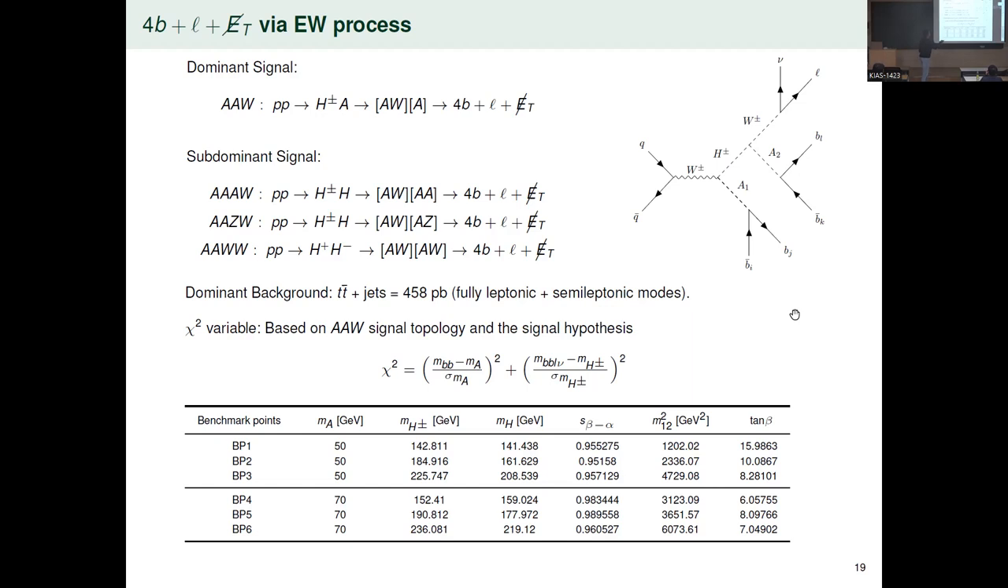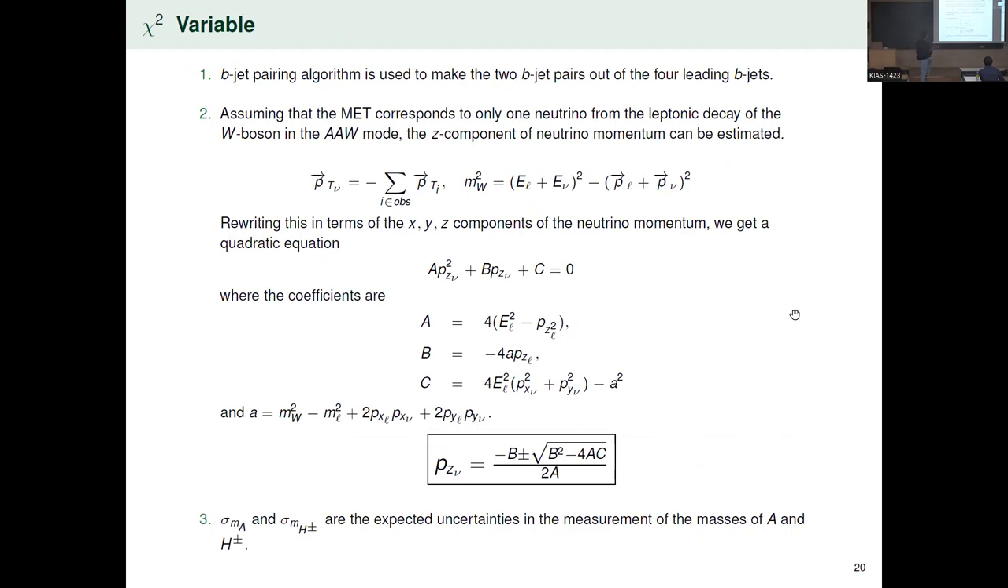The signal hypothesis is used over here. And in the chi-square, we also have the mass resolution sitting in the denominator. These mass resolutions are nothing but the expected uncertainty in the measurement of the masses of the pseudoscalar and charged Higgs. So let me discuss in more detail the chi-square.